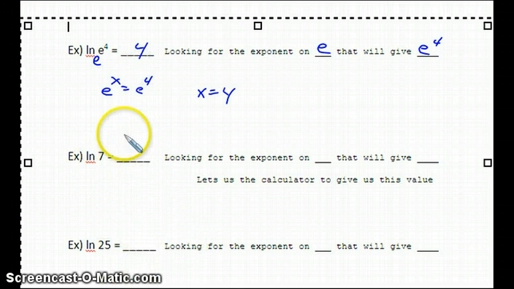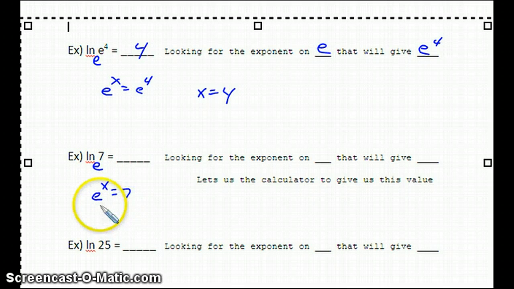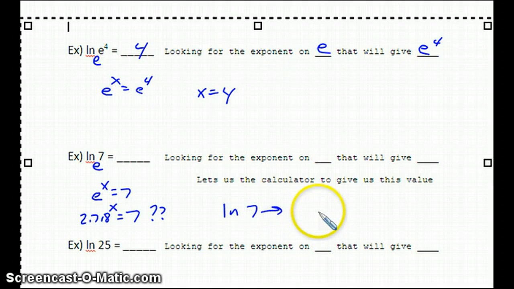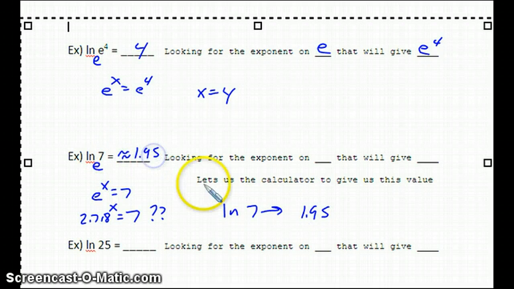Now this problem gets a little bit more difficult because I'm taking the natural log of 7. Algebraically, we would say e raised to some power has to equal 7. Well, 2.718 raised to what power gives me 7? I don't know, and I can't figure that out on my own. I'm going to need my calculator to do this one for me. In my calculator, hit the LN button and then 7, and your calculator gives you 1.95 if we round it. So we can say our answer is approximately 1.95. Again, I'm looking for an exponent on e that's going to give me 7, and I just can't think of that on my own because it's not a nice number to deal with.